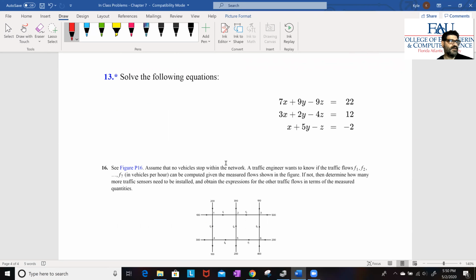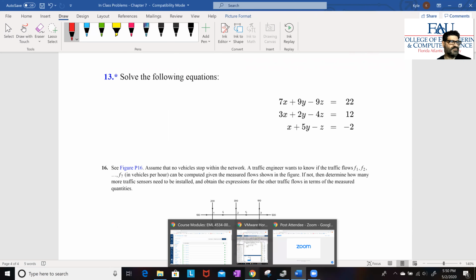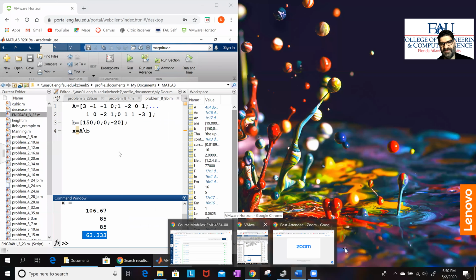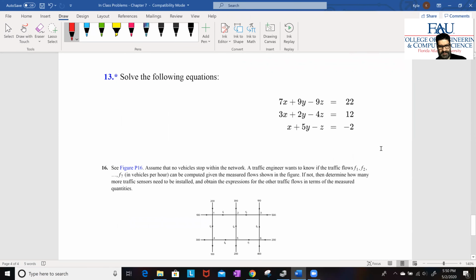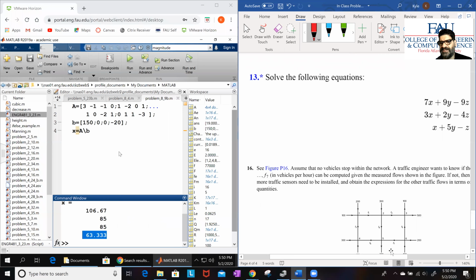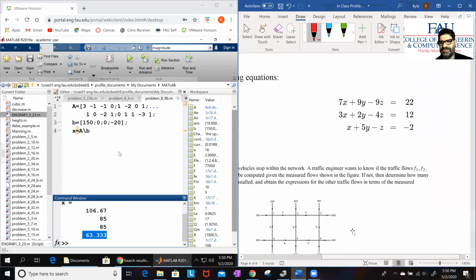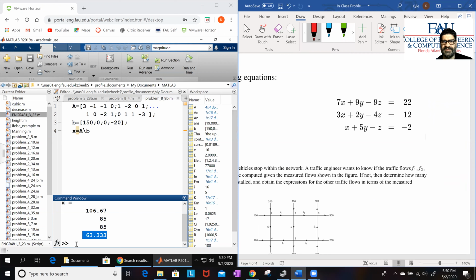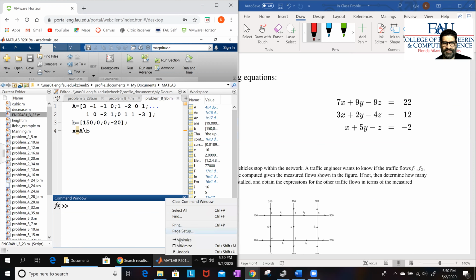But just looking at this, we don't know, so let's try to do it. Let's try to do it before, and we'll see what that will give us. We're going to do the left division, and we'll see what that will give us. I'm going to just do this from the command window.